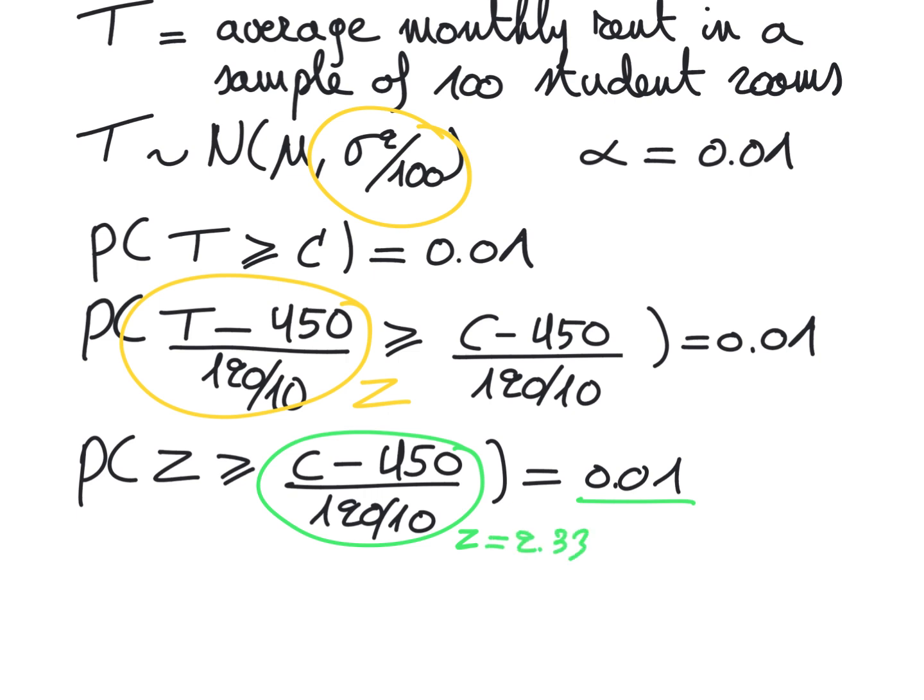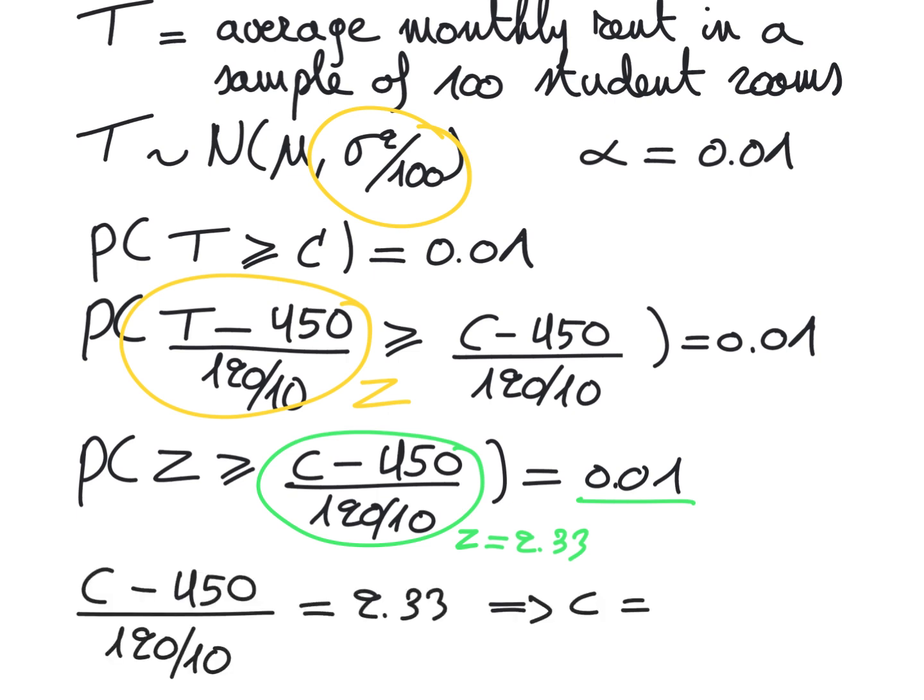Well, that means that we're almost done, because now we know that this value over here should be 2.33, and we can use that to compute the critical value C. We get this very simple equation that we can use to compute C, and if we solve this entire equation, then we would find that C is equal to 477.96. And so if this average monthly rent for these 100 rooms is at least, let's say, 487, then we reject the null hypothesis.